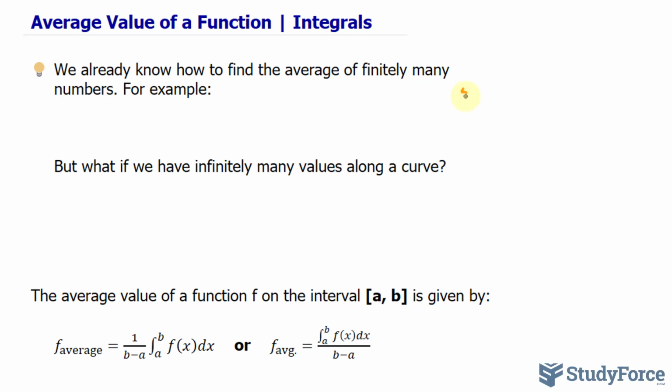Let's say those numbers are 5, 6, and 7. What you would do is you would sum them up and then divide by the number of observations, being 3. Eventually, you would end up with an average of 6.